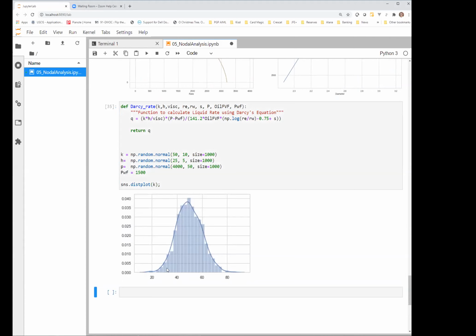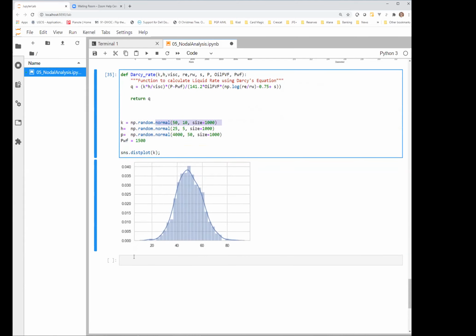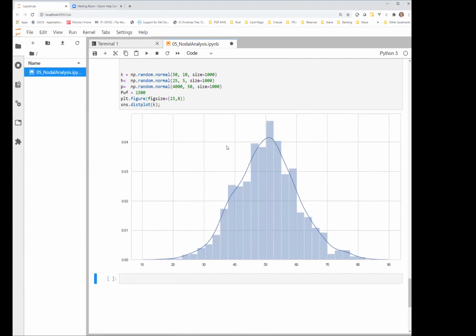The kernel function is defining this continuous line, showing what we just input. My mean value is around 50, so the spread of this curve is plus or minus 10. We can see it very clearly, and we have a total of 1,000 values on this histogram. If you want to make it bigger, you can define the figure size. So you can plot any variable that you want.